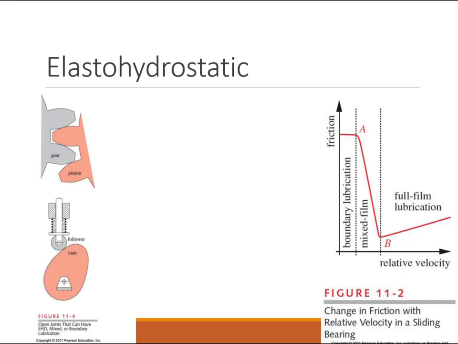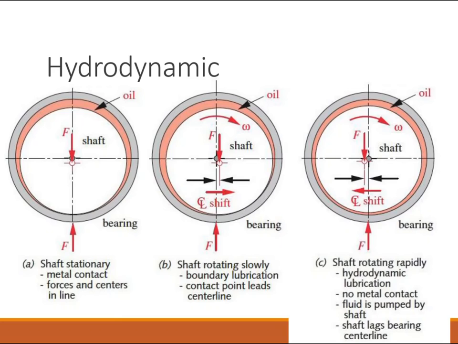Elasto-hydrostatic, again, there's gears and cams, and figure 11.2 shows you that as your speed increases, you get closer and closer to a full film lubrication. So there's actually a perfect spot of relative velocity where you get a full film and slow velocity, and you're going to have the least amount of friction. And so that's what we'll design for. We will not discuss elasto-hydrostatic friction in this course.